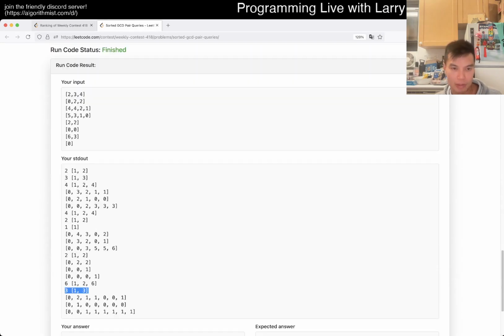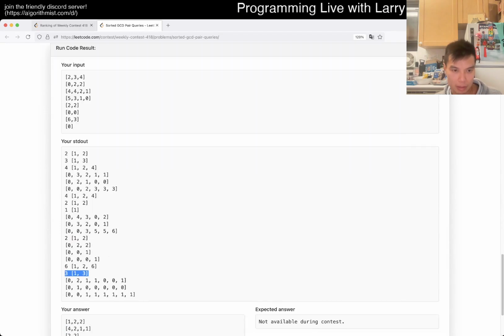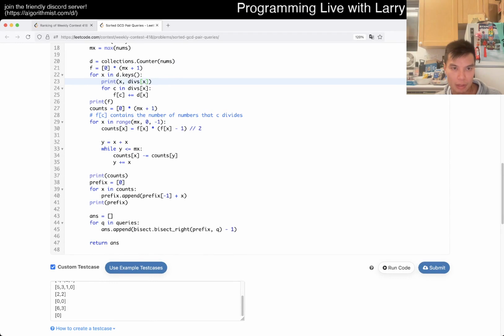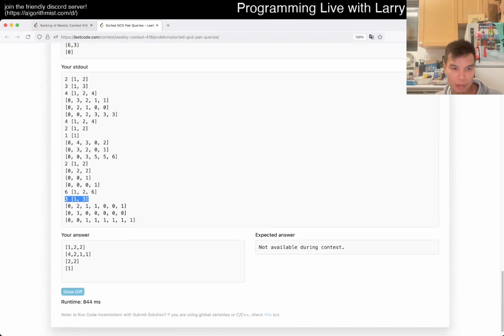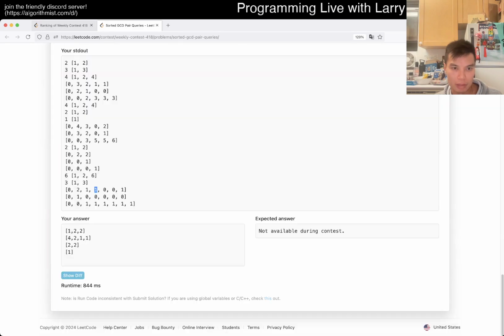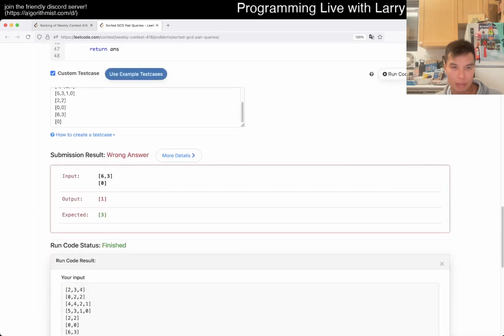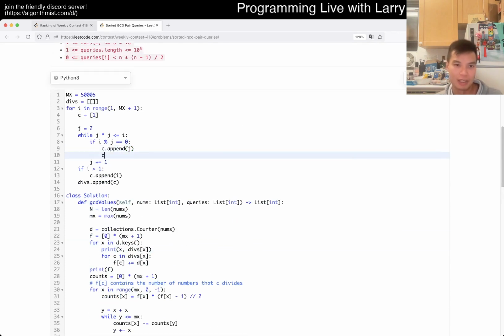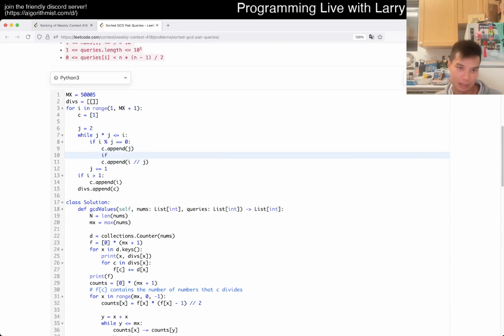Okay. 1, 3, right? One, 3. We add 1. We add 3. Well, the 6 is wrong. How do I get 6 wrong? I get 6 wrong because I am an idiot that doesn't know how to do divisor. Yeah, okay. Larry, you silly goose.